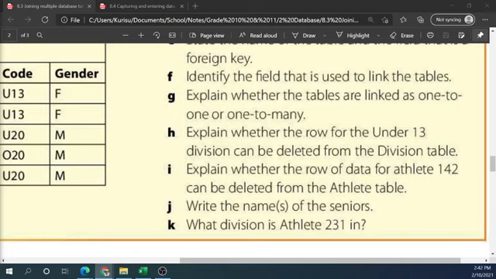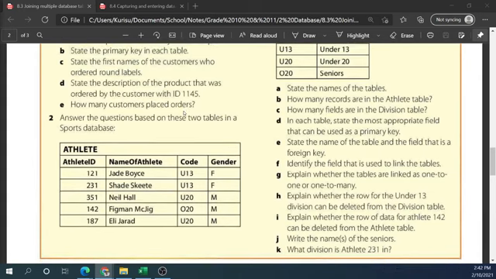Daniel Hodge, you came just in time to answer question J. Write the names of the seniors. What are the names of the seniors? Sir, Neil Hall, Figman, McJig, Ellie Gerard. So Figman, McJig, and who else is that? Ellie Gerard. So why those two persons? Sir, because they're under 20 but not under 13. And for Figman, he's over 20. The question is asking for the names of the seniors.